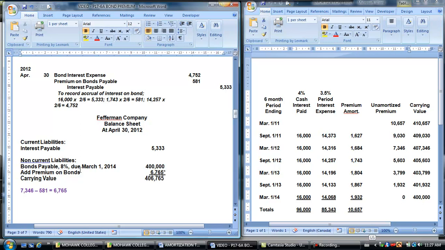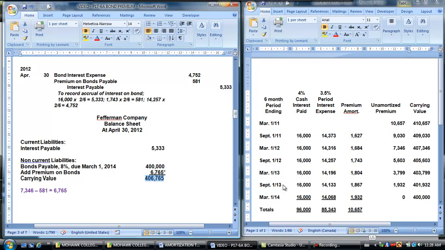So how much of a premium are we going to add? Let's calculate it. At the beginning of the 6-month period within which April 30th, 2012 fell, the unamortized premium was $7,346. What we just did was amortize $581 of it. So we take the $7,346 and subtract the premium we're amortizing to come up with $6,765. Therefore, our carrying value for our bond is going to be $406,765.